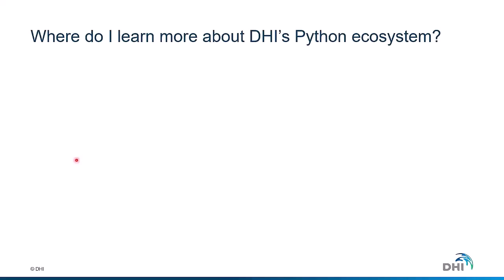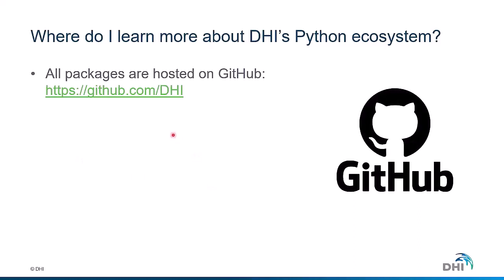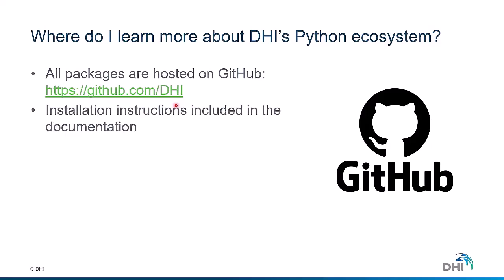So where can you go if you want to learn more about these packages? Of course, we're going to learn about it today, but afterwards, if you want to go learn about them, the first place I would recommend is going to our GitHub. So you can go to this link here, github.com/DHI. That'll have all of our Python packages. Within those packages, you'll get installation instructions included in the documentation. And there's also many self-paced notebook examples.